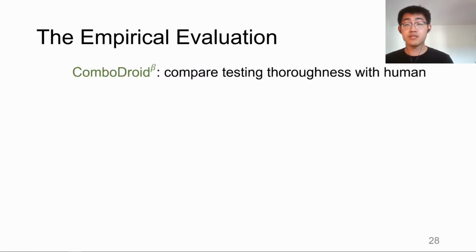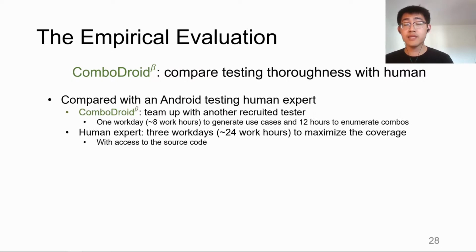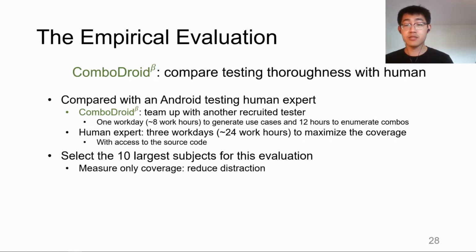For ComboDroid Beta, which is a semi-automatic variant, we compare the testing thoroughness with an Android testing human expert. This ComboDroid Beta relies on humans to obtain use cases. It teams up with a recruited tester. We give him 1 workday, which is about 8 work hours, to generate use cases. Then we give ComboDroid 12 hours to enumerate combos. Meanwhile, we give another human expert 3 workdays, which is about 24 work hours, with full access to the source code in order to maximize coverage. We selected the 10 largest subjects for this evaluation and measure only coverage.